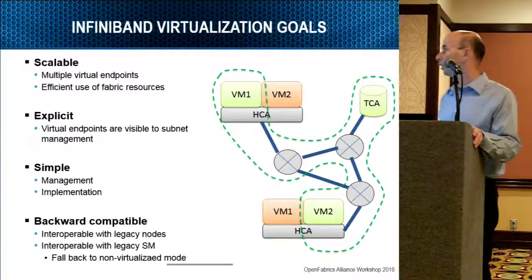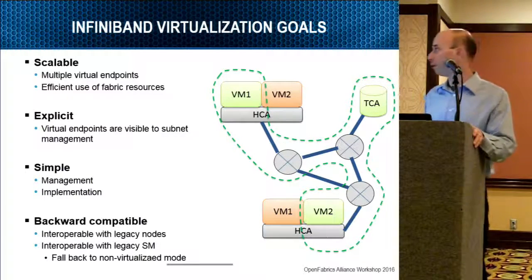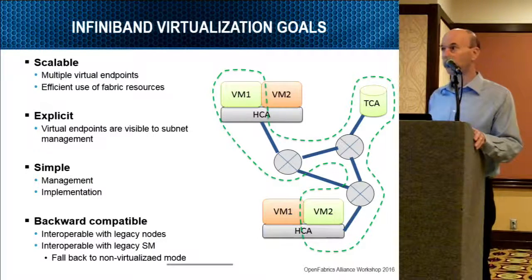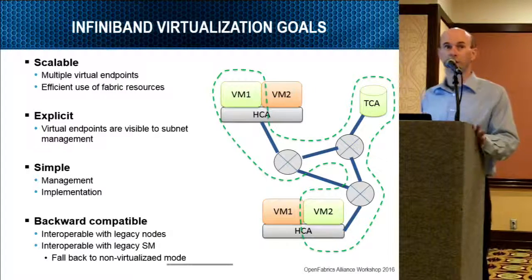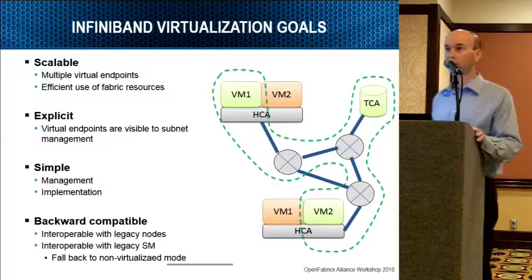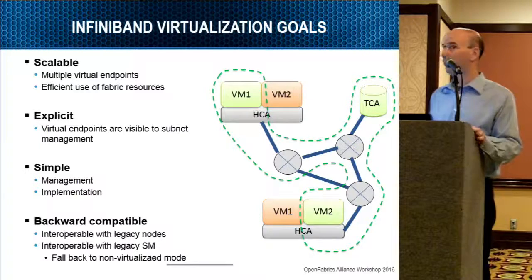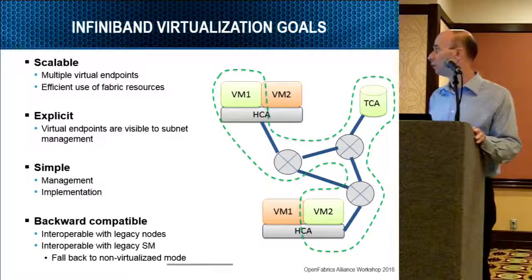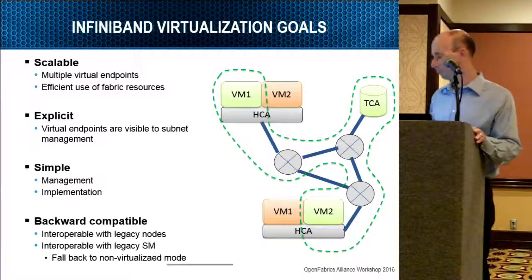And finally, we want it to be backward compatible, both in terms of interoperability with other nodes in the system that are not virtualization aware, but also with fabrics that are managed by SMs that don't know anything about virtualization. And in that case, we want to cleanly fall back to at least one transport entity in a node that can just work like bare metal HCA.